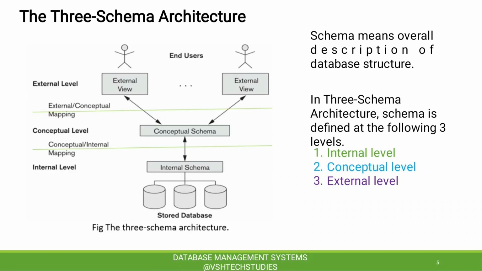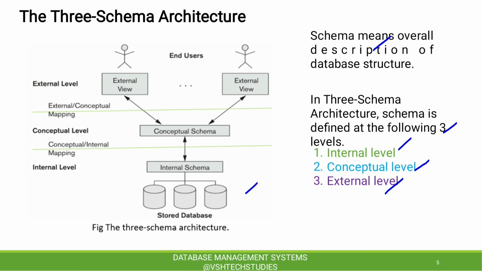So next we shall know what is three schema architecture. Schema means overall description of database structure. In three schema architecture, schema is defined at 3 levels. That is, first one internal level, conceptual level, external level. So this figure shows the 3 schema architecture.